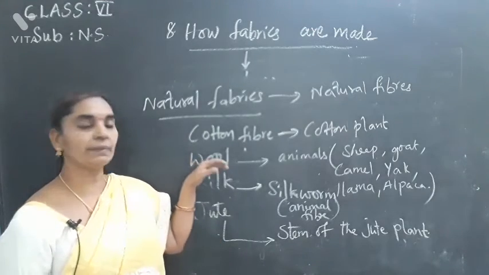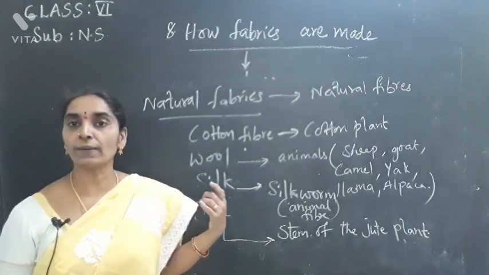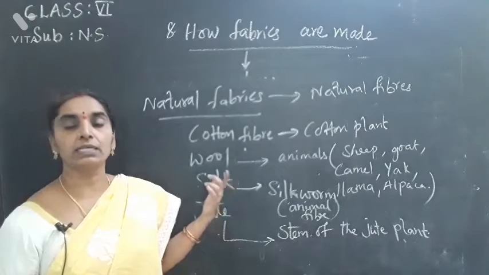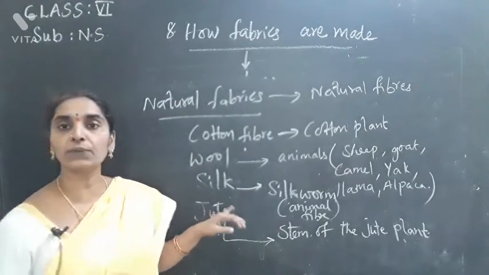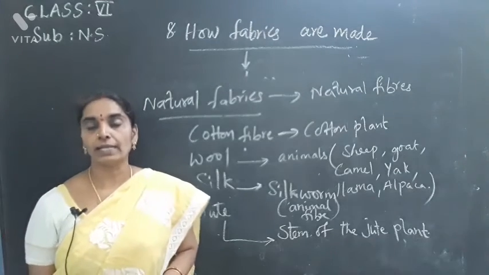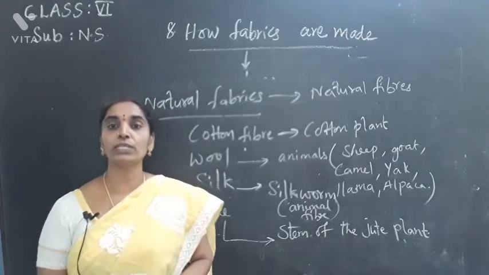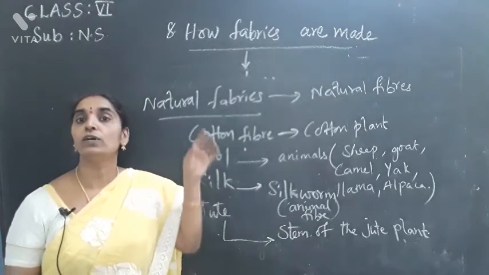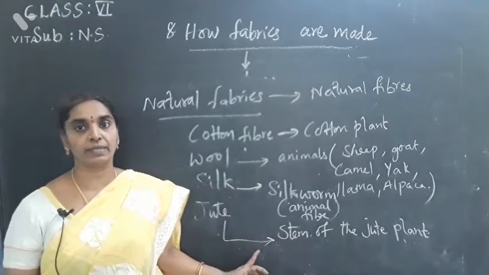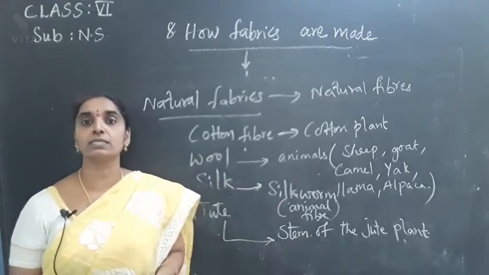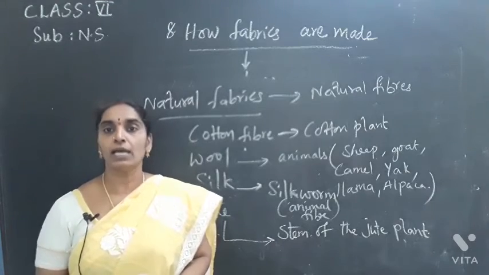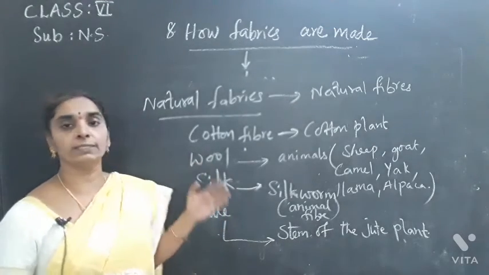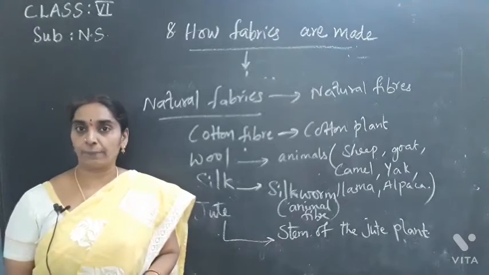Coming to wool, you get wool from animals like sheep, goat, llama, yak, alpaca, camel, etc., and silk from the silkworm. Now in this lesson you are going to learn about the manufacture of cotton fabric and jute fabric, and the other two animal fibers you are going to study in the 7th standard. Okay children, now I'll continue with the properties of the fabric.